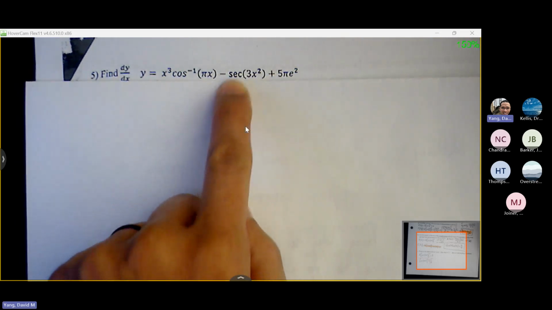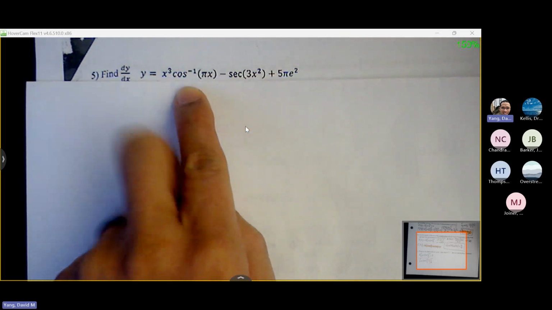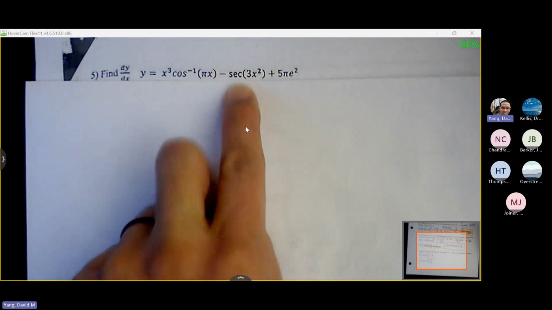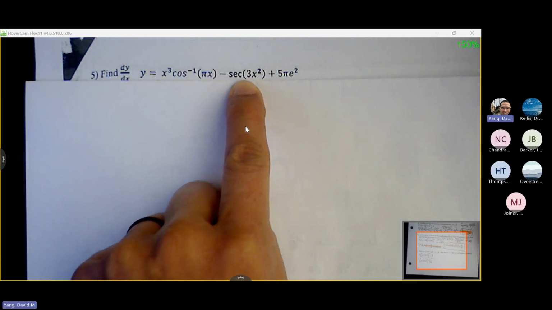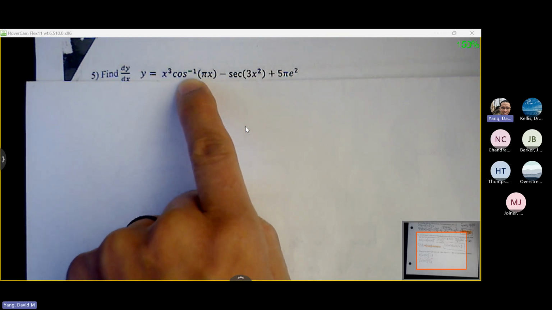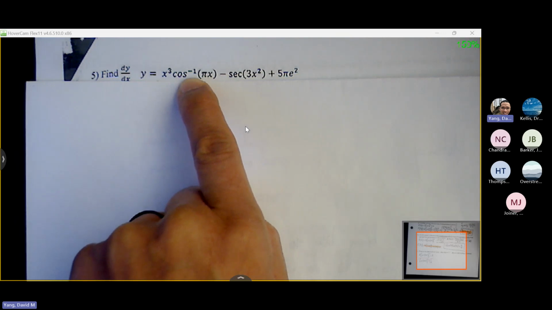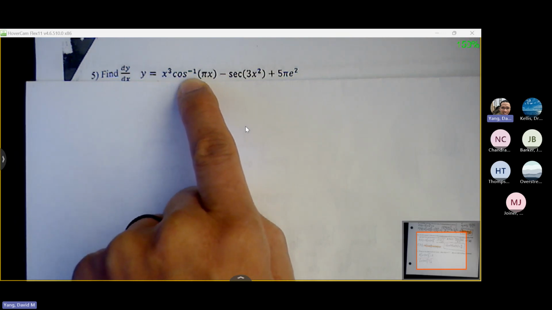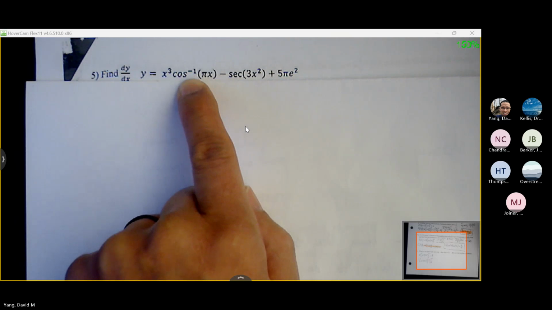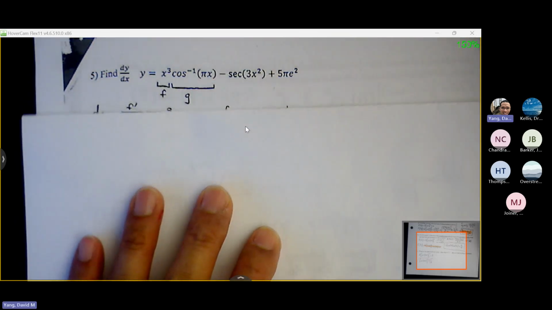So we have to involve product rule, x cubed inverse cosine of pi x. We have to remember our derivative rule for secant, and also our derivative rule for arc cosine, right? So arc cosine, inverse cosine, that's the new set of rules that we've learned. And the derivative of arc cosine looks like arc sine. It's just with the negative in front of the u prime. So negative u prime over the square root of 1 minus u squared. So we set up using product rule.